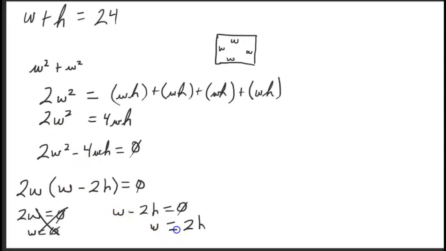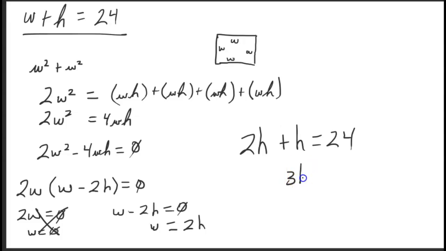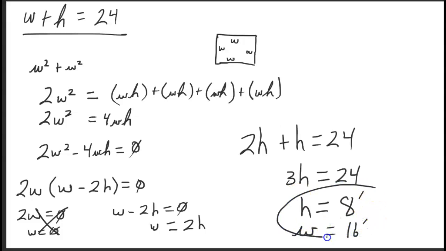Now you might think, well, we're stuck here. But remember, W plus H equals 24, or 2H plus H equals 24, which means 3H equals 24, which means the height of the wall is 8 feet. And the width is twice the height, so the width is 16 feet. And we could substitute all this in and see if it worked. See if we got it right. Let's go ahead and do that.